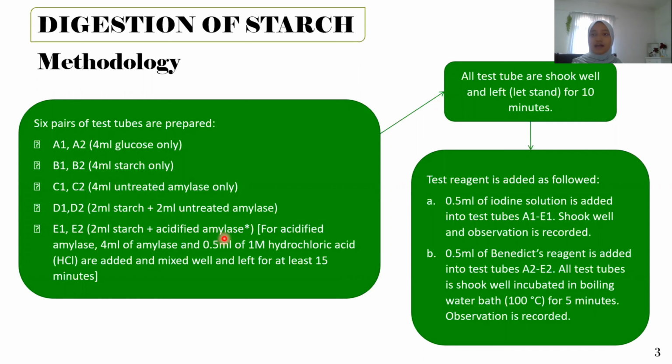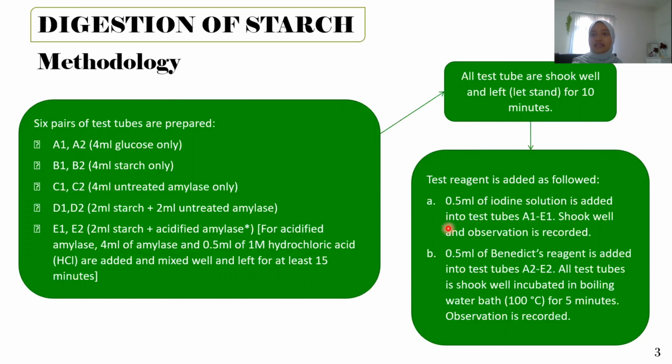and acidified amylase. For the acidified amylase, we need to mix 4 ml of amylase and 0.5 ml of 1 mole hydrochloric acid and leave it for at least 15 minutes. All the test tubes are shaken well and left to stand for 10 minutes. Then the test reagent is added into the test tubes as follows.